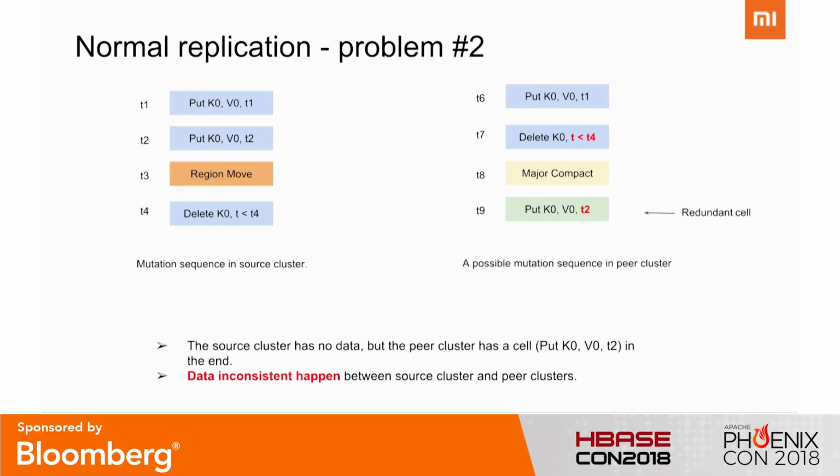Another problem is data inconsistency. Because of the disordered mutations in the peer cluster, it's possible that the delete with timestamp 4 comes first in the peer cluster, and then we have a major compaction. After that, the put with timestamp 2 comes in. Finally, the source cluster has no data, but the peer cluster has a redundant cell, which is the put with timestamp 2. Data inconsistency happens between the source cluster and the peer cluster.